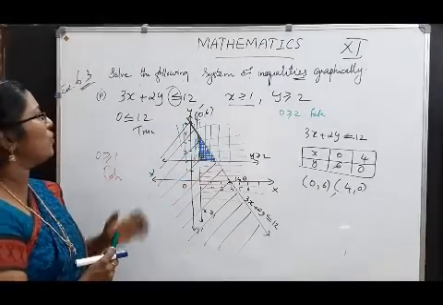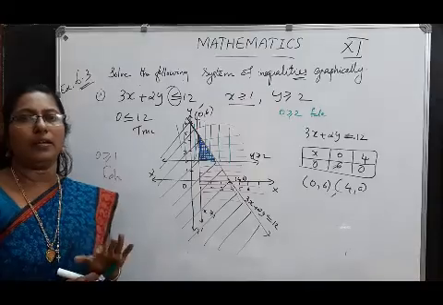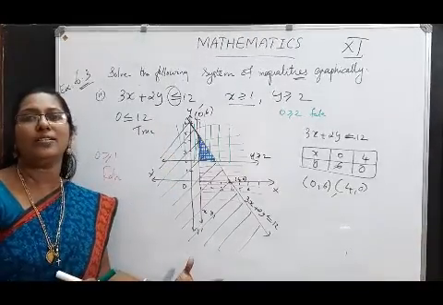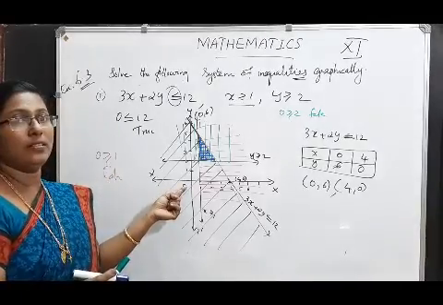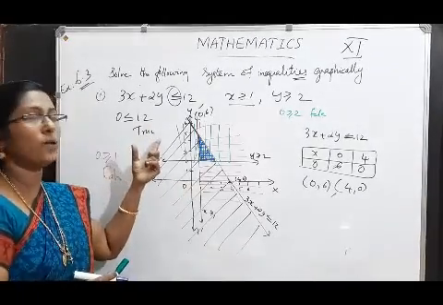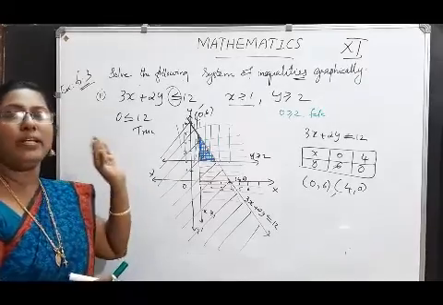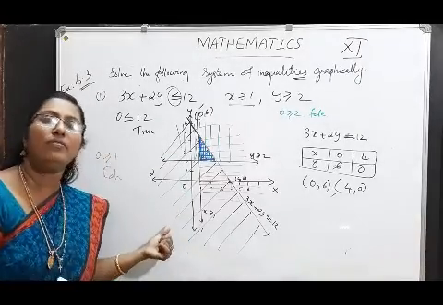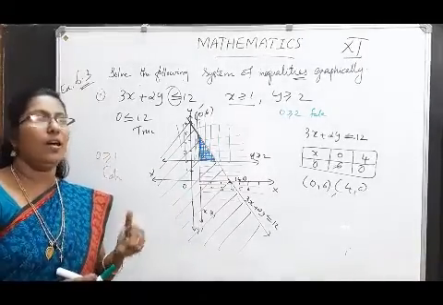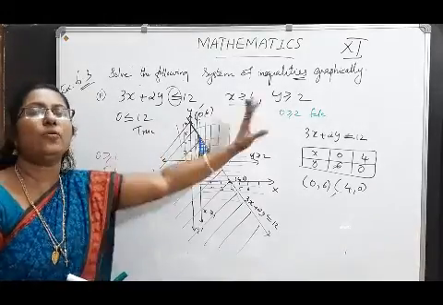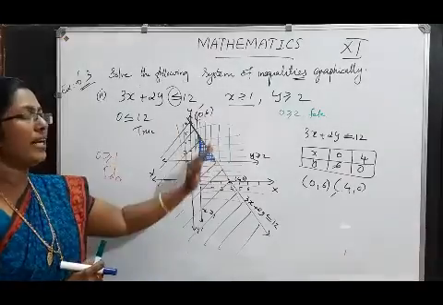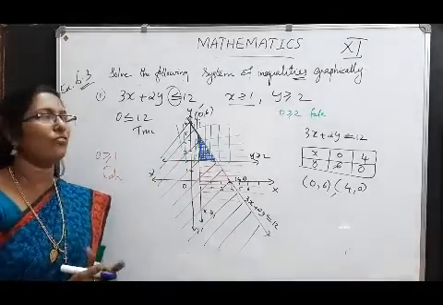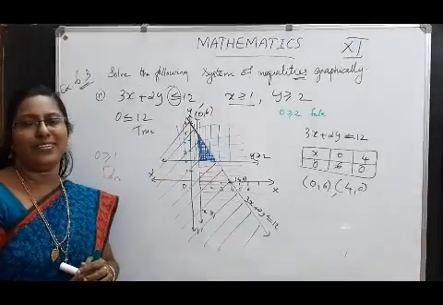Okay. First of all, draw the 3 inequalities in a single 2D plane. Then substitute the origin, instead of x and y, 0, 0. Then if the statement is true, including the origin; or if the statement is false, excluding the origin. Then the coinciding area is the solution of the required graph. Clear? Okay, the next question.